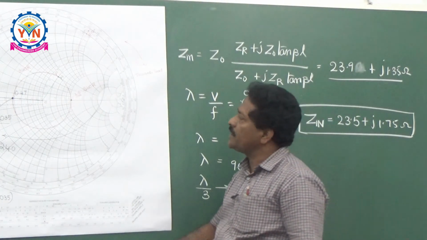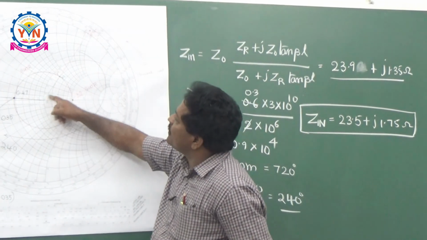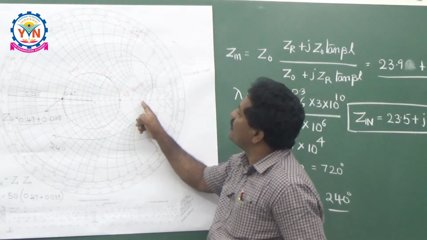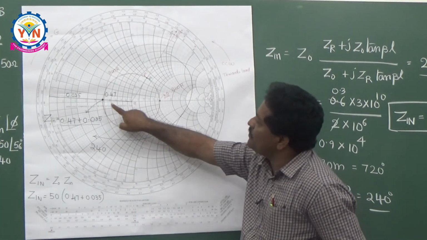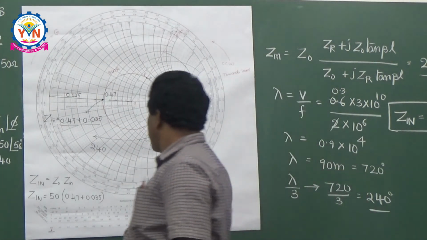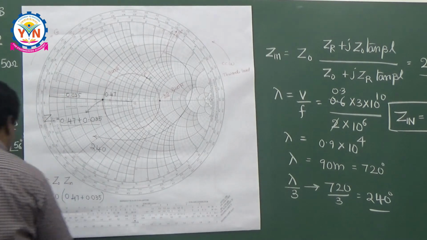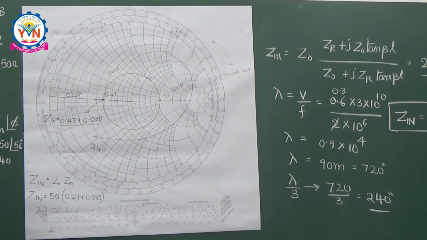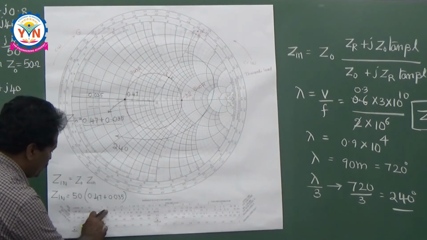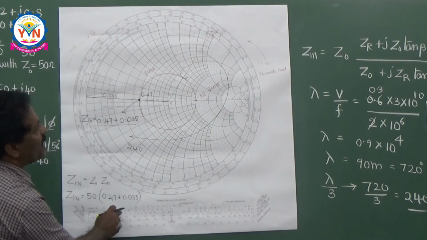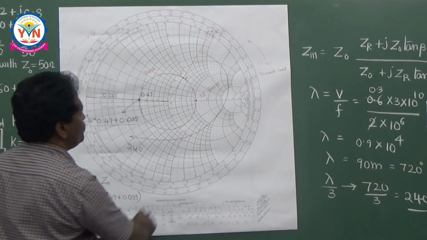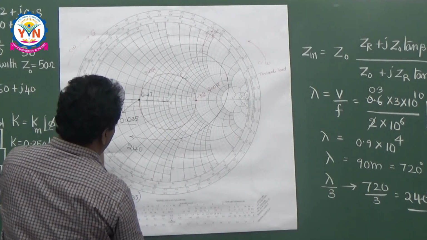One more thing here: once you know this reflection coefficient, you get the standing wave ratio. That means the intersection of the positive real axis here. You have radially scaled parameters here. The standing wave ratio and reflection coefficient are also given here. So what is the standing wave ratio we got? 2 here. This is nothing but 2.0.